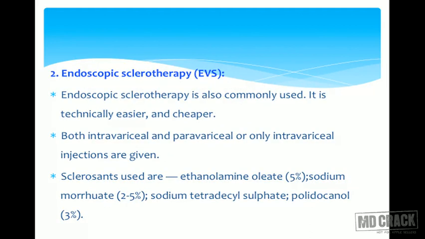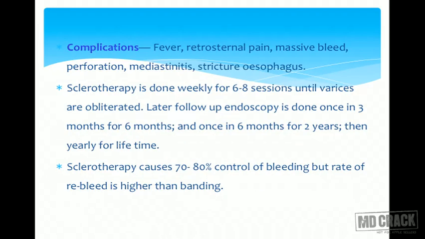Now we have endoscopic sclerotherapy. Endoscopic sclerotherapy is commonly used. It is technically easier and cheaper. Both intravariceal and paravariceal, or only intravariceal, injections can be given. Sclerosants used are ethanolamine oleate, sodium morrhuate, sodium tetradecyl sulfate and polidocanol. Complications of sclerotherapy are fever, retrosternal pain, massive bleed, perforation, mediastinitis and esophageal stricture.